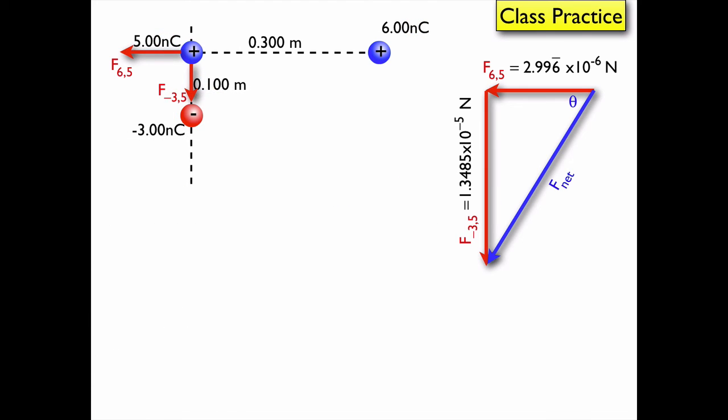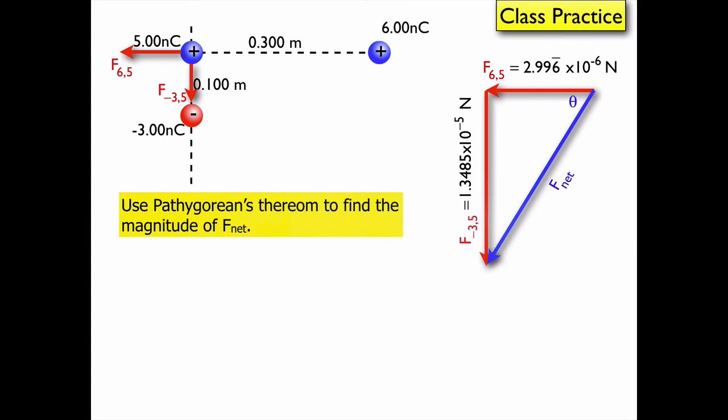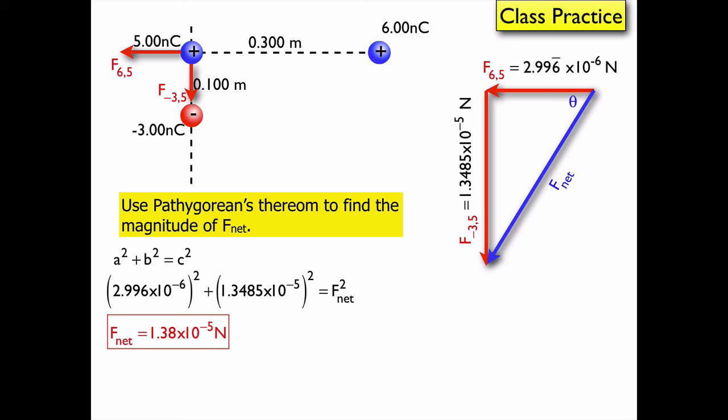To find those two values, I'm going to use Pythagorean's theorem to find the length of the hypotenuse, which will be the magnitude of the net force. So a squared plus b squared is equal to c squared. When I put in the numbers for the legs of the triangle, I get a final F net to be 1.38 times 10 to the negative 5 newtons.